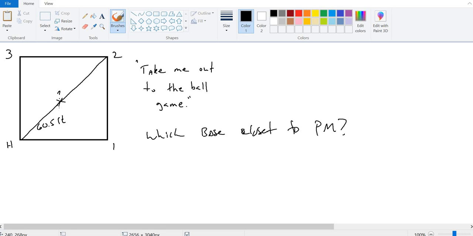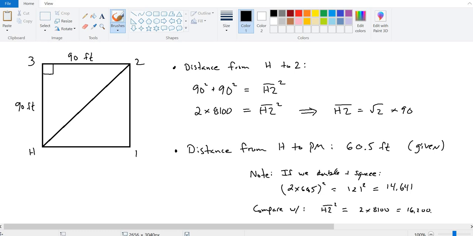Okay, now the baselines are 90 feet apart, and the baseball diamond is a perfect square. The thing to point out here is that we need to know where the pitcher's mound is first. If we look at the distance from home plate to second base, we can find that using the Pythagorean theorem.